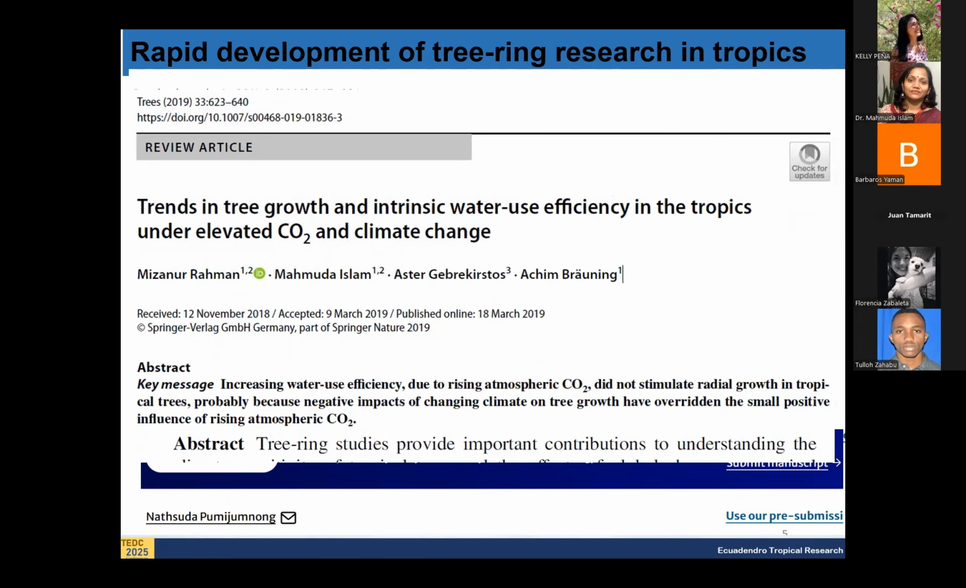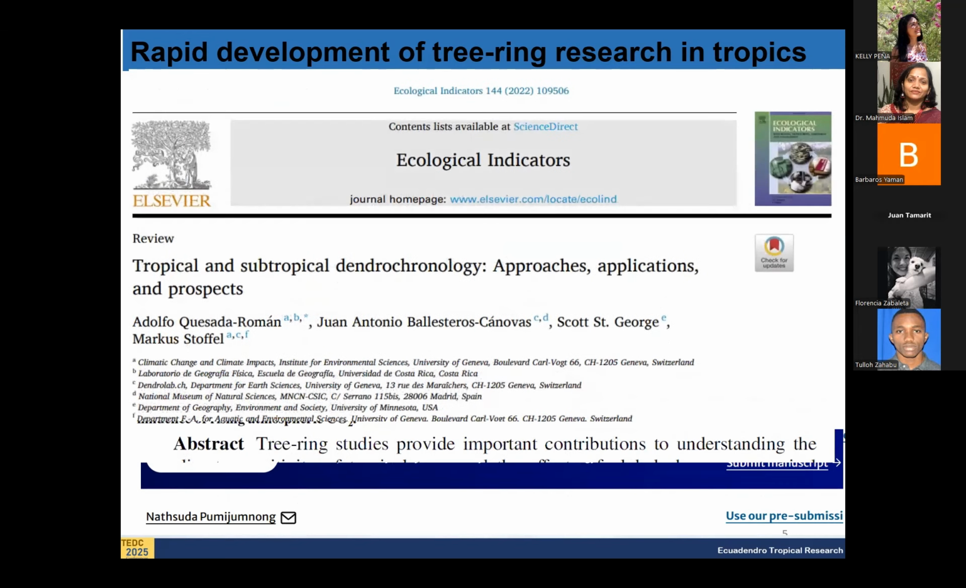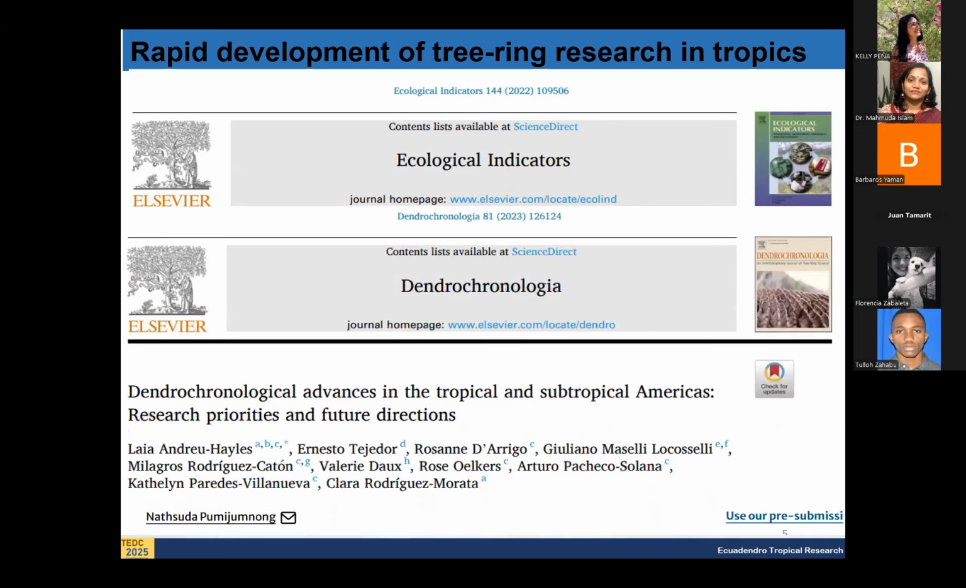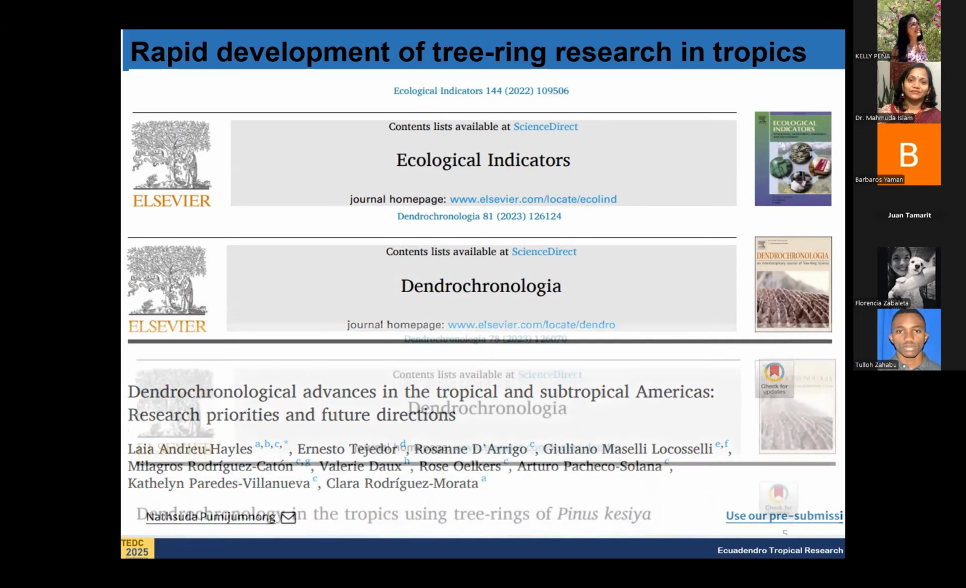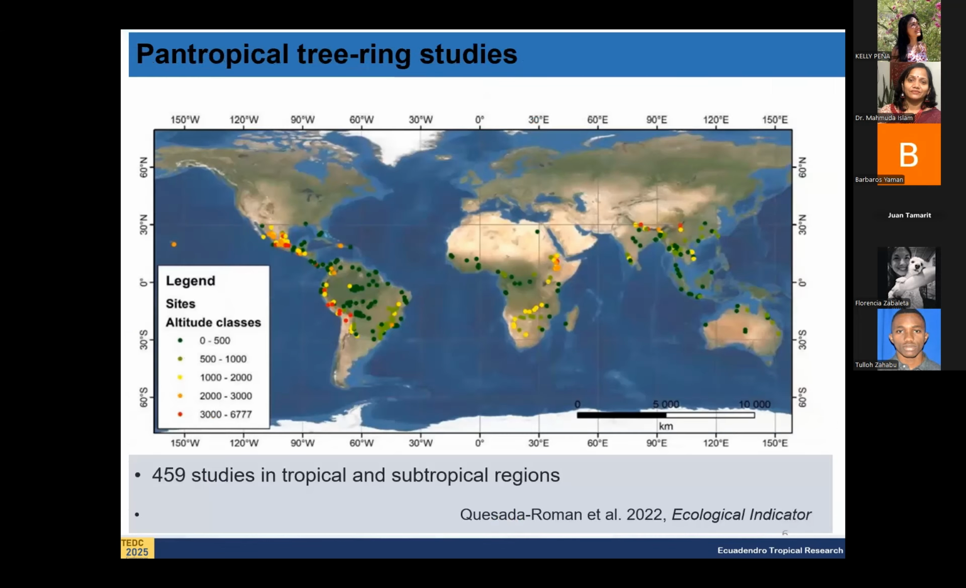Lastly, we reviewed one paper. They showed the trends in tree growth and intrinsic water use efficiency in the tropics under elevated CO2 and climate change. This is another paper on tropical and subtropical dendrochronology, dendrochronological advances in tropical and subtropical research, dendrochronology in the tropics, and especially in Pinus species. When all studies in the tropical region are accumulated, the most recent review on pantropical tree ring studies presented 459 studies in tropical and subtropical regions.